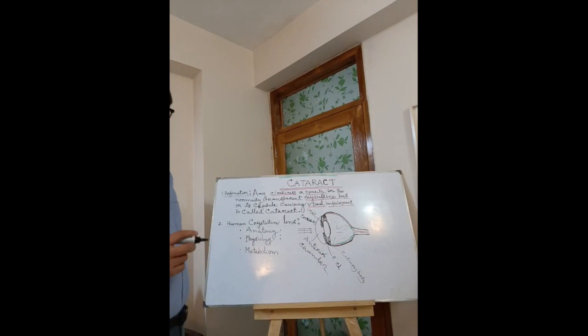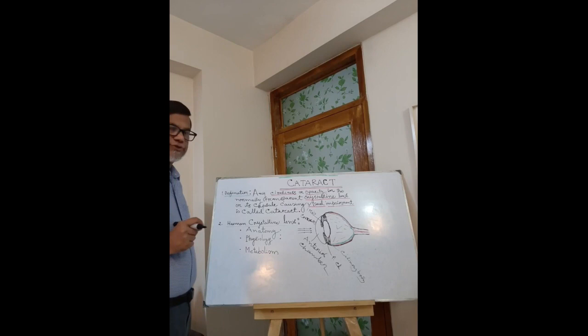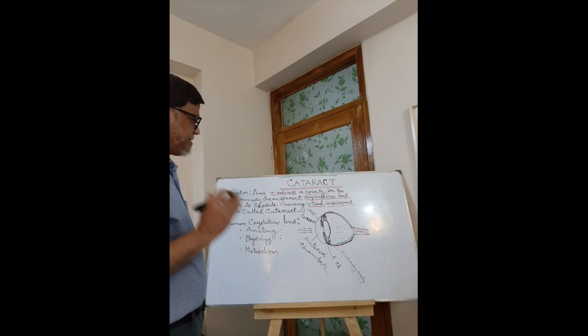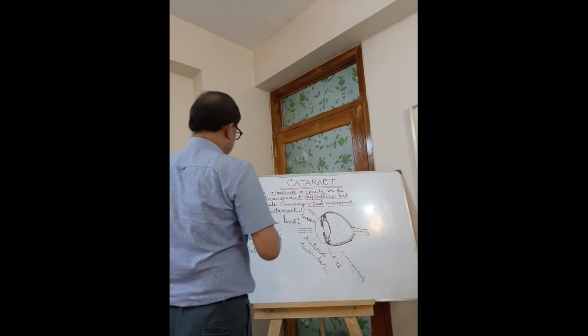It has a dioptric power. This lens has a dioptric power of about 15 to 20 diopters. And in many books you will see it is about plus 18 diopters. Whatever it may be, it varies from 15 to 20 diopters in the unaccommodated stage. You have already written this definition.